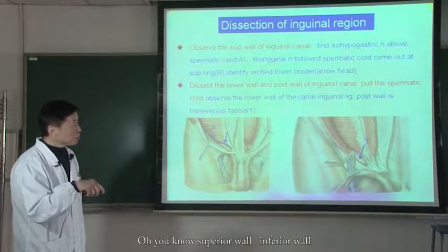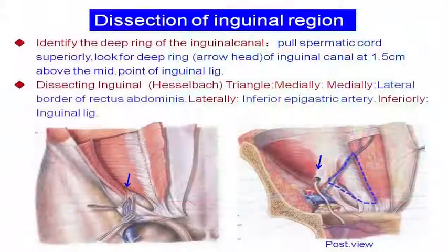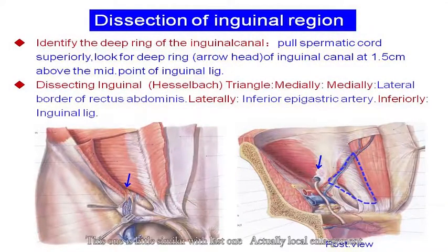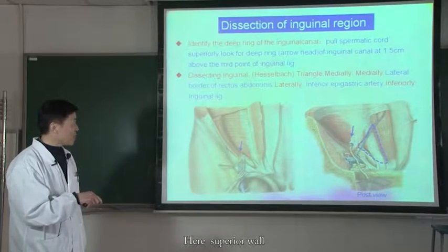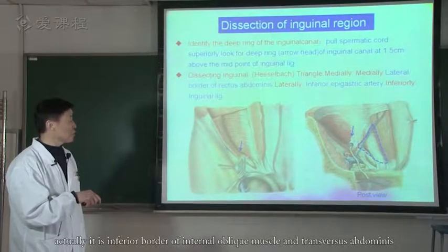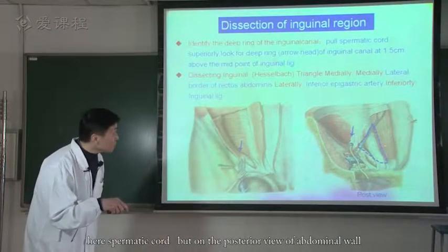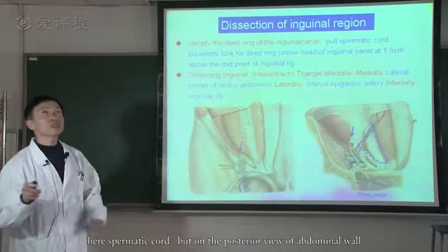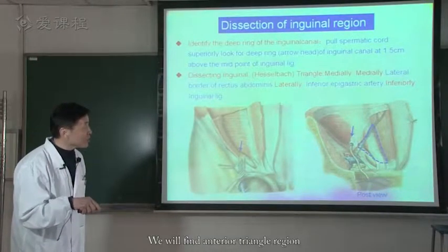Superior wall, inferior wall. Here is the anterior wall. Here, posterior wall. This one is a little similar to the last one. Actually, it's a local enlargement here. Superior wall. Actually, it's the inferior border of the internal oblique muscle and the transversus abdominis. Here, spermatic cord. But on the posterior view of the abdominal wall, we will find another triangular region.